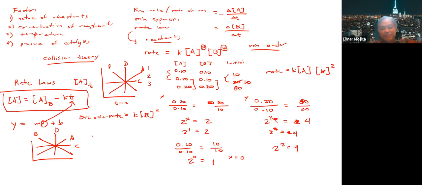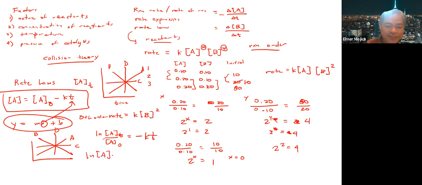No, the zero order. Now in the first order, it is ln. Usually in other books it looks like this: minus kt. If you want it to be in y equals mx plus b, you have to separate these two. So it's usually ln A equals ln initial A minus kt. So again, what is the slope? If we follow the ABCD here, I mean, what does it look like?